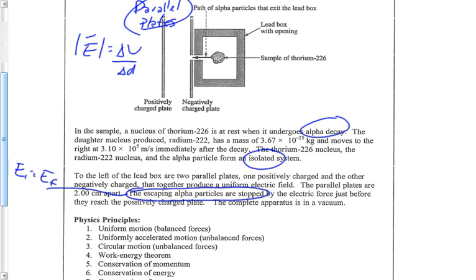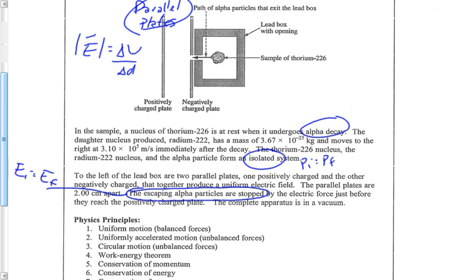I got a nucleus here that's sitting there, and then it's decaying. So one piece of the nucleus goes one way, the other piece of the nucleus goes the other way. And it's an isolated system. That struck me as an explosion, where maybe we have conservation of momentum.